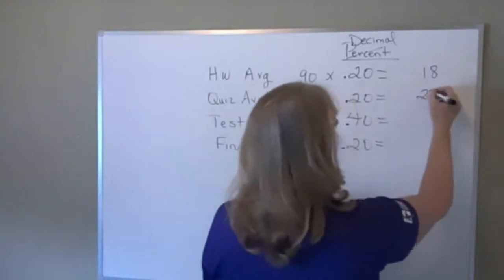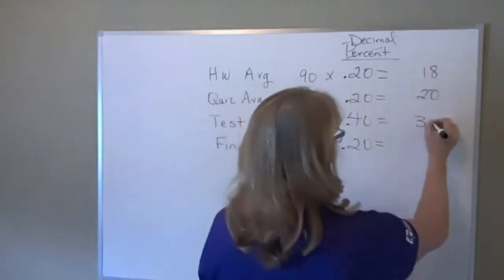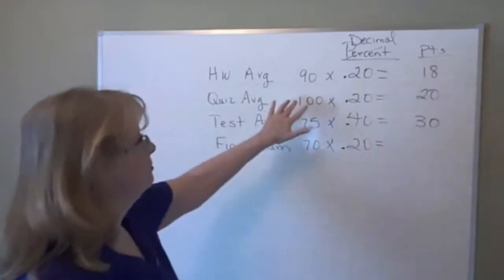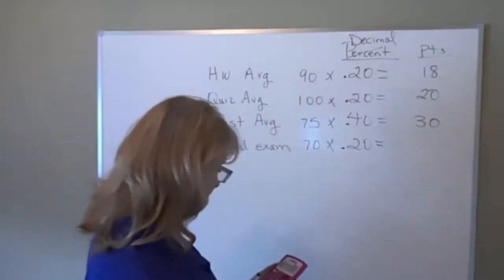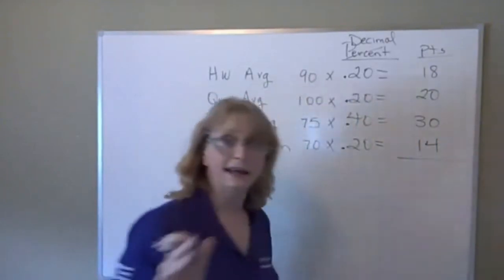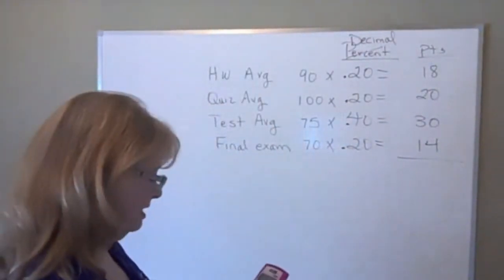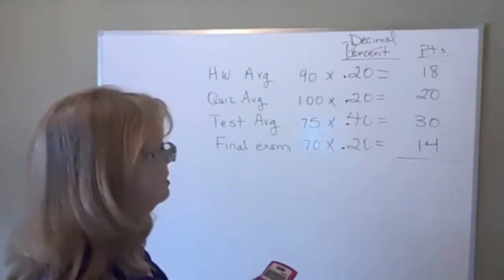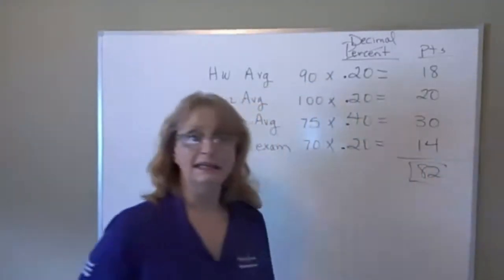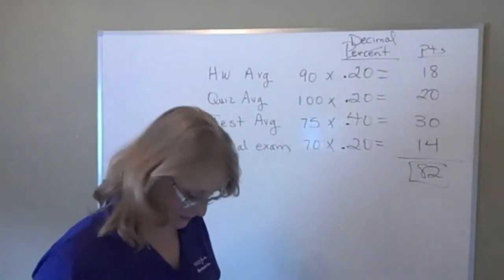And then 100 times 0.2 is going to be 20. 75 times 0.4 is going to be 30. So kind of think of this as this is how many points I'm going to get for that, for my total grade. And then 70 times 0.2 is 14. And then to get your final answer, you're going to add these things up. So I have the 14 plus 30 plus 20 plus 18 is an 82. And that's basically the formula I use for computing your grade at the end of the semester.